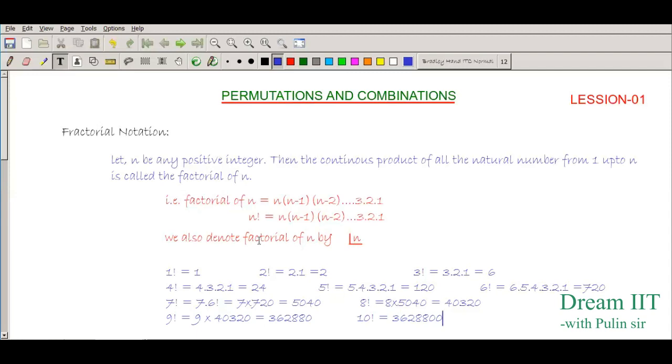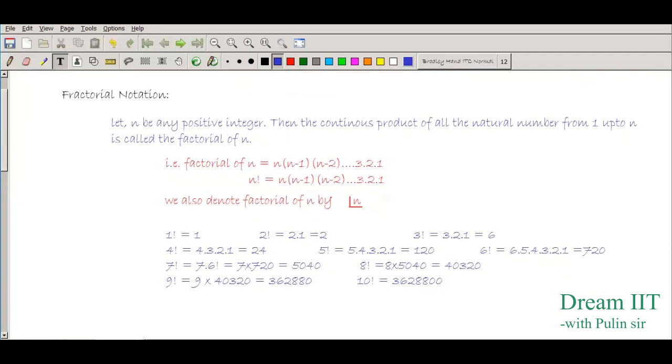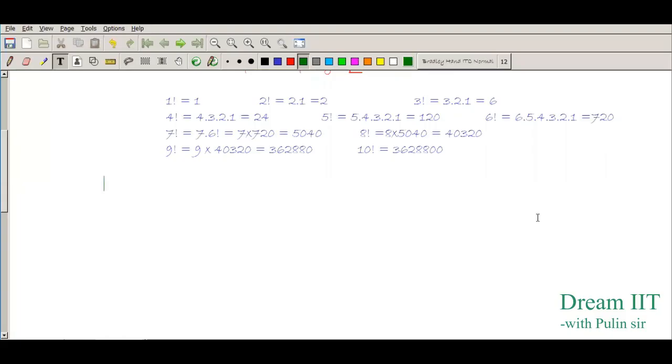So this is the idea of factorial for starting with, right? It is a very powerful notation. Please try to observe this and please go through it. Okay, after that, try to see.